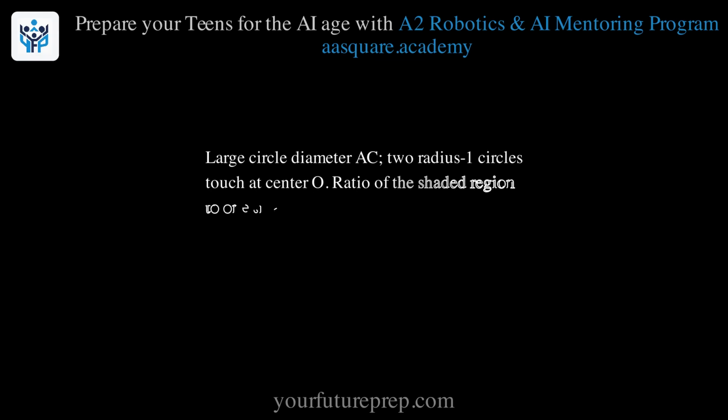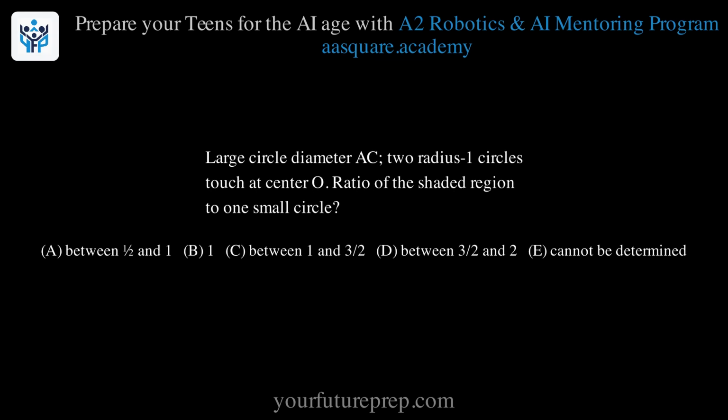Problem 23. The large circle has diameter AC. Two small circles have their centers on AC and just touch at O, the center of the large circle. Each small circle has radius 1. What is the ratio of the area of the shaded region to the area of one small circle?